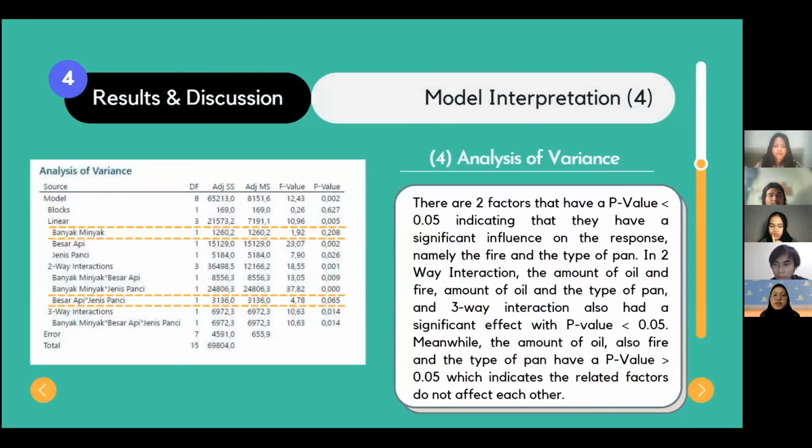There are two factors that have a p-value smaller than 0.05, indicating that they have a significant influence on the response, namely the fire and type of pan. In two-way interaction, the interactions between the amount of oil and fire, amount of oil and type of pan, and the three-way interaction had an insignificant effect. Meanwhile, the interaction between the fire and type of pan has a p-value greater than 0.05, which indicates the related factors do not affect each other.